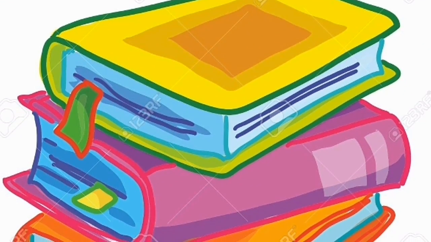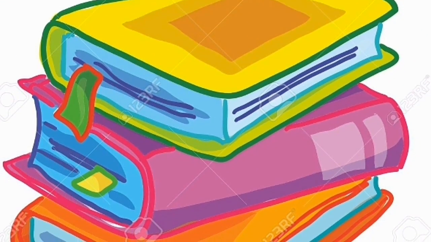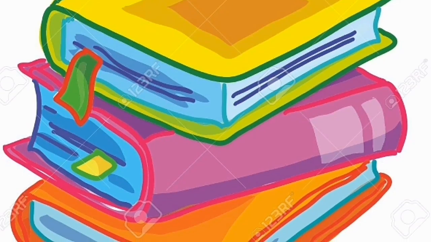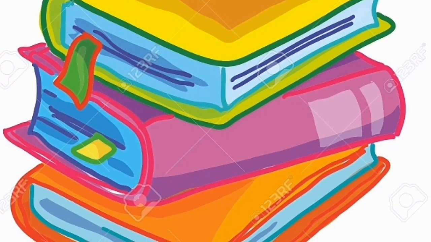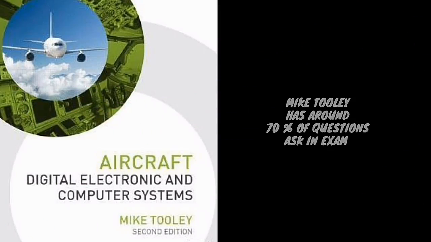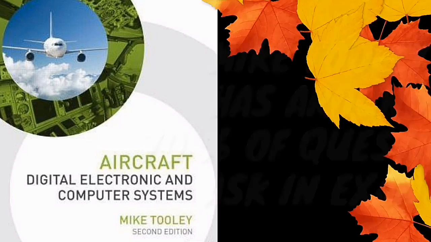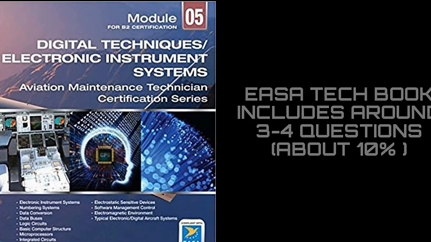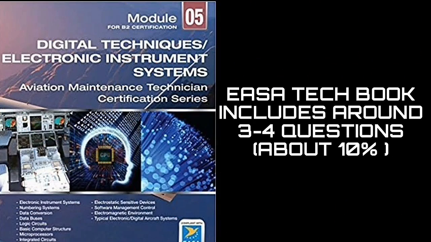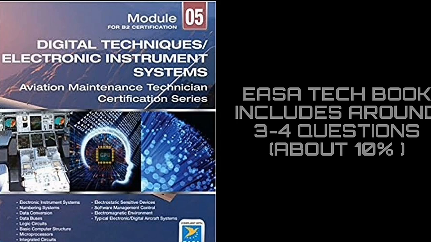Now, we will discuss which book is needed to get as much knowledge of Mod 5 and clear this module in the first attempt. The core book for Mod 5 is Mike Tully, and around 70% of the total questions in the exam are asked from this book. Another book to refer to is the YASA Tech book for Mod 5, which includes 3 to 4 extra or new questions, about 10% of the total exam questions.